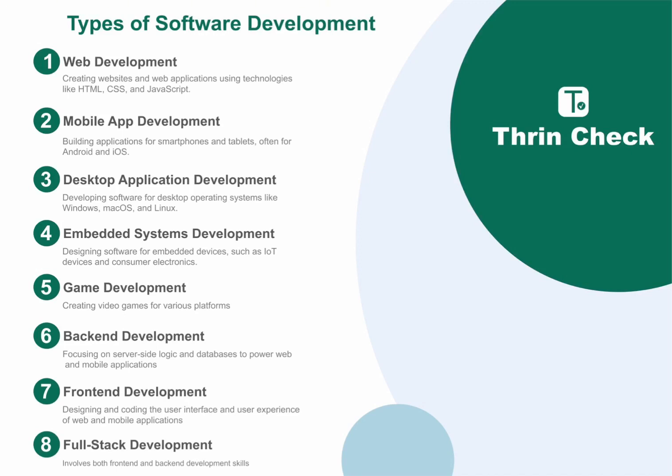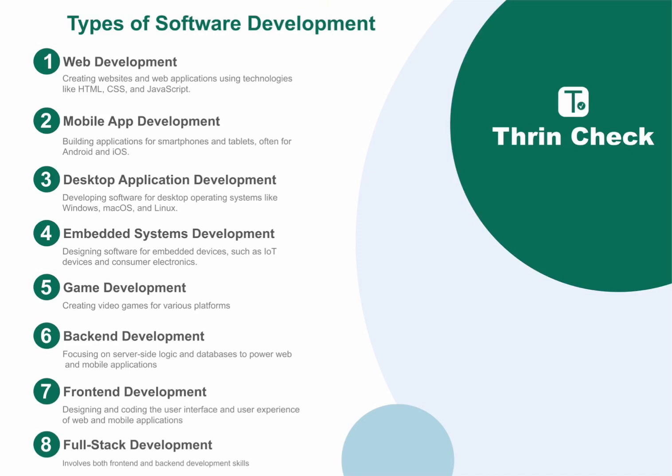Number 2. Mobile app development. Building applications for smartphones and tablets, often for Android and iOS. Mobile app development is the process of creating software applications designed to run on mobile devices, such as smartphones and tablets. It involves a combination of programming, design, testing, and deployment to produce applications tailored for specific platforms like iOS or Android.